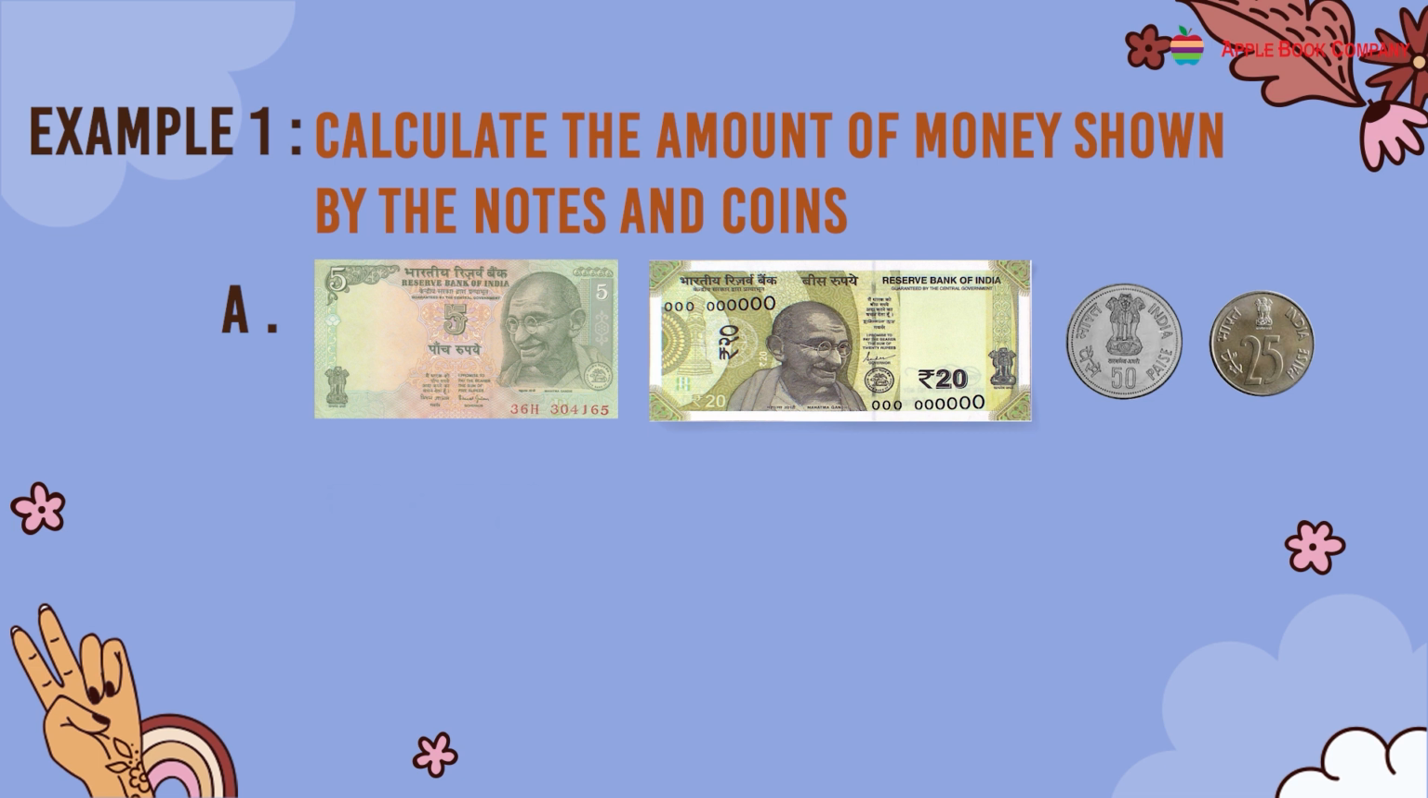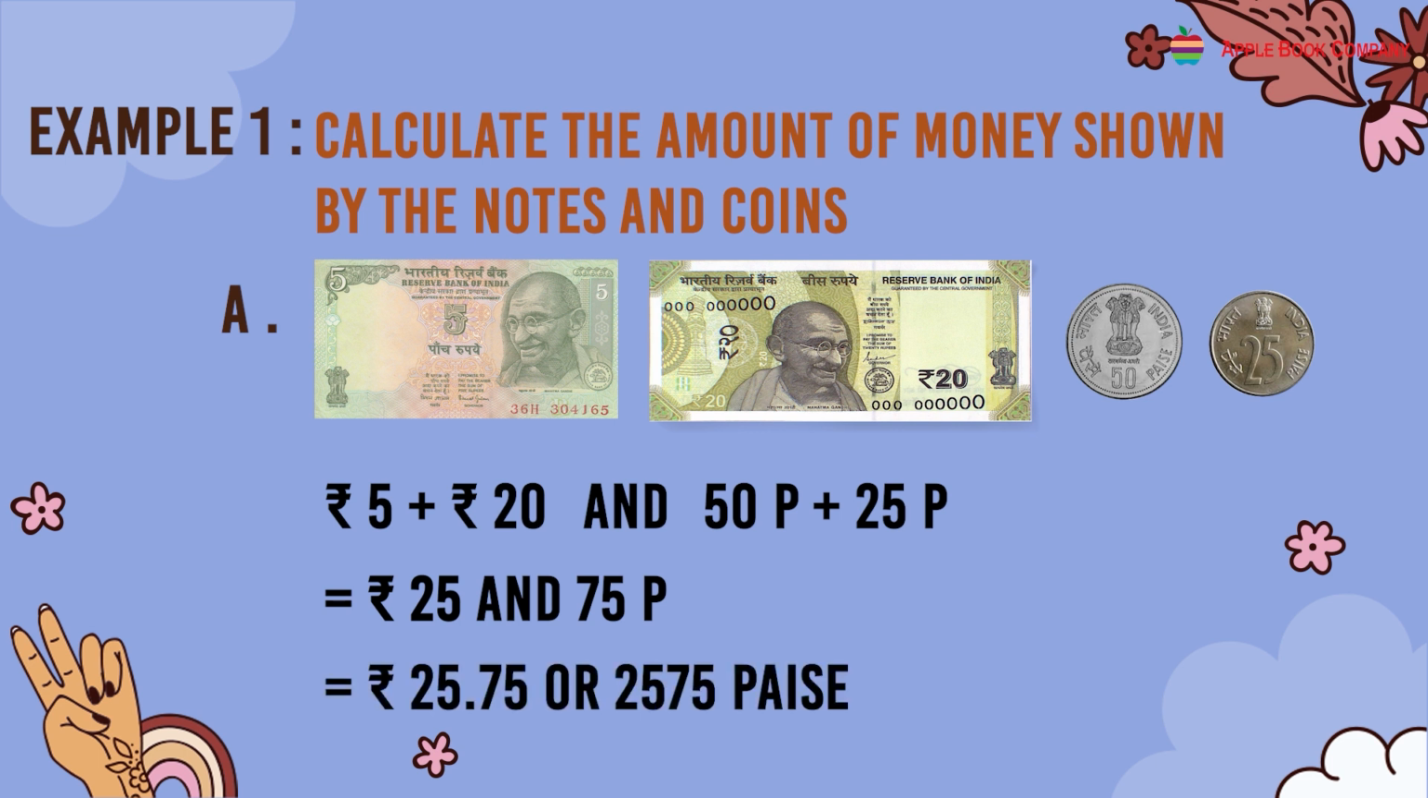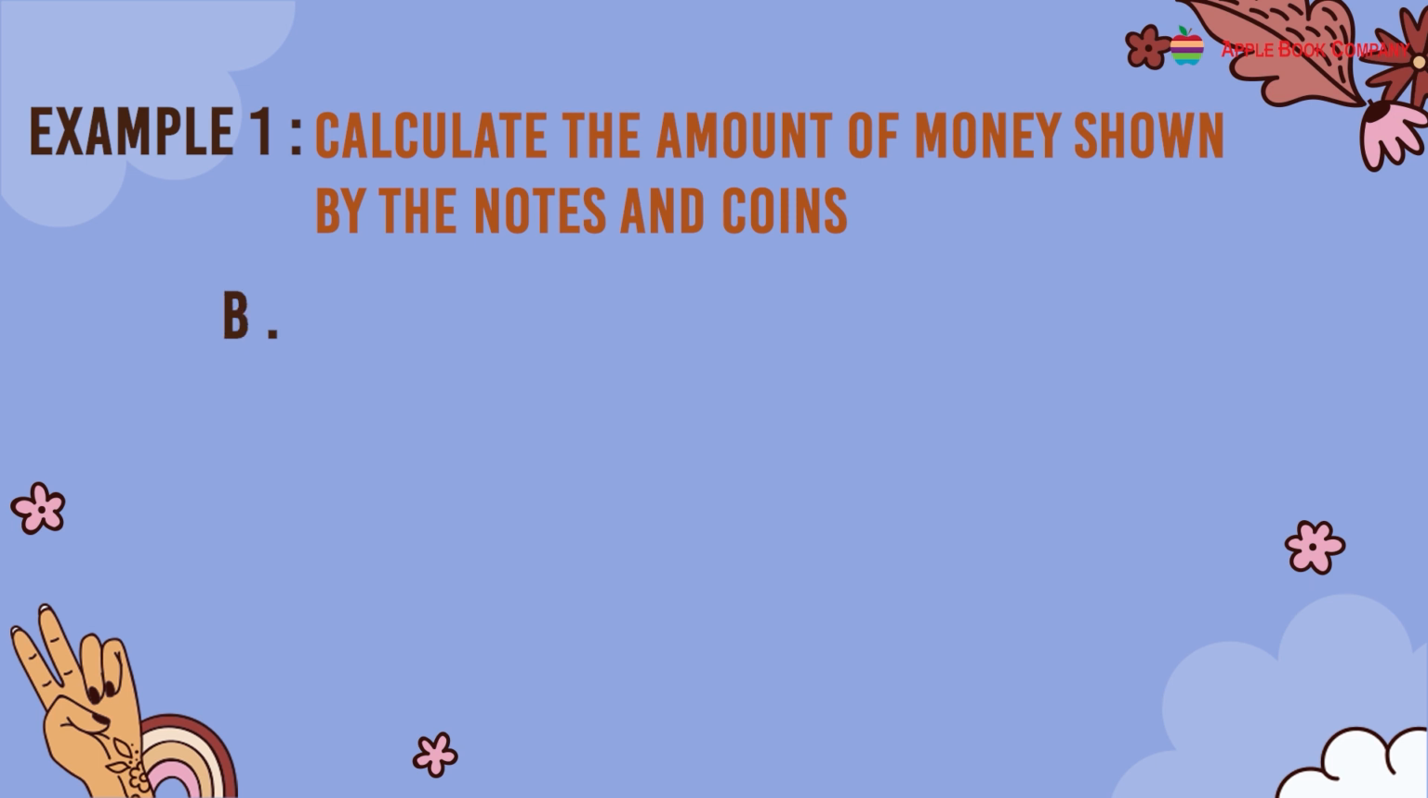First, we will add 5 rupees to 20 and then we get 25 rupees. We will add 50 paise plus 25 paise, which is equal to 75 paise. So how do we write it, children? 25.75 or 2575 paise.